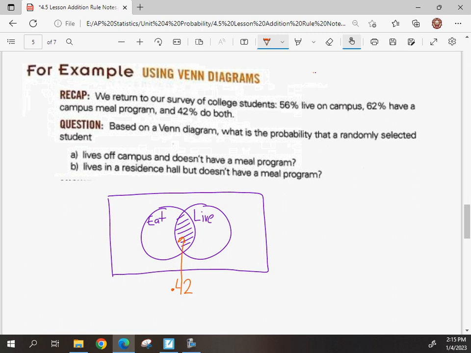And then we have 62% of students who have a meal program. But there's already 42% of them accounted for in this portion of the diagram. So if we want to be in this part of the diagram where they have a meal program but don't live on campus, we would have to subtract out the 42% that already is counted. So 62% minus 42% leaves us with 20%.